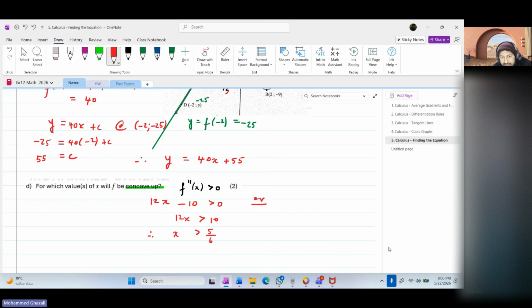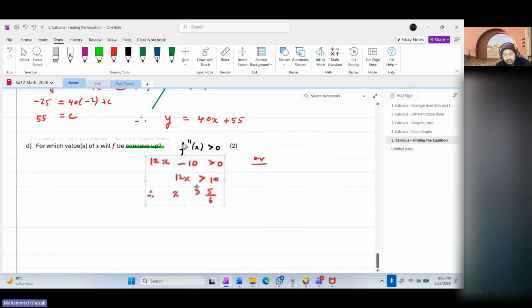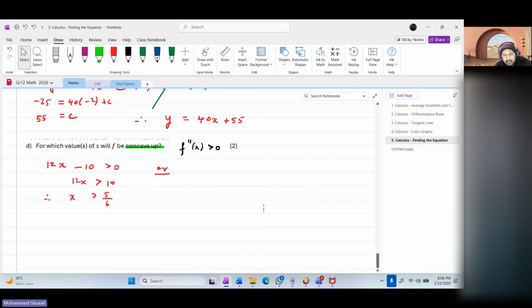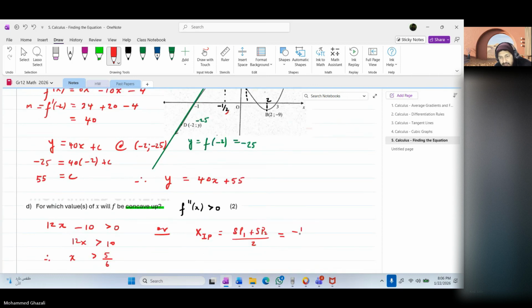How do you find the x value of the inflection point? That's what I'm showing you now. You can also solve it in this method. The x inflection point value is stationary point 1 plus stationary point 2, divided by 2. What was stationary point 1? Stationary point 1 was negative 1/3, right? And stationary point 2 was 2. The stationary point is where the graph turns, and divided by 2.